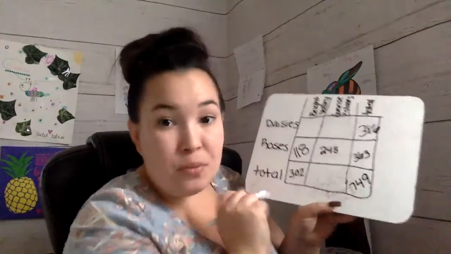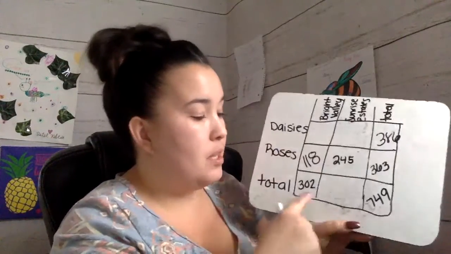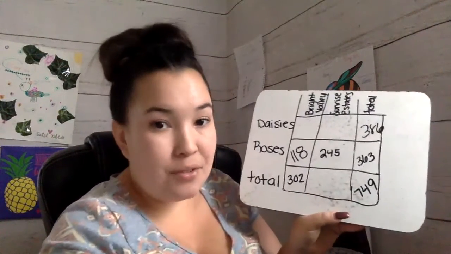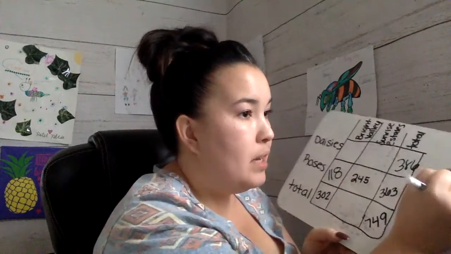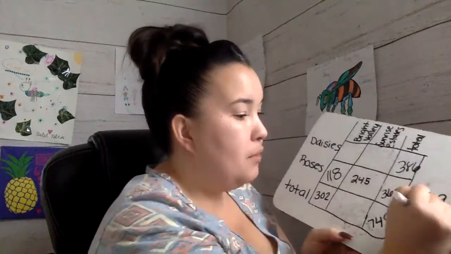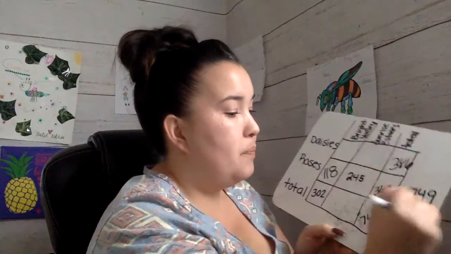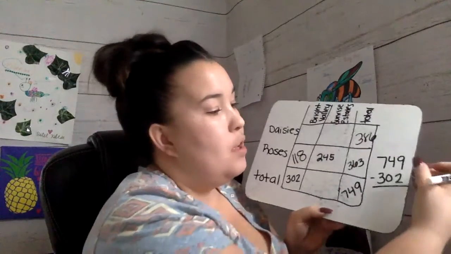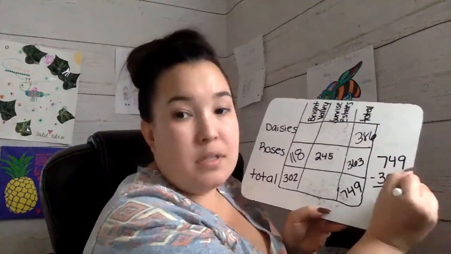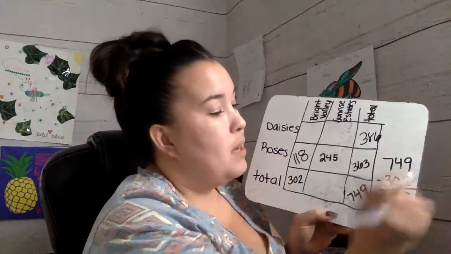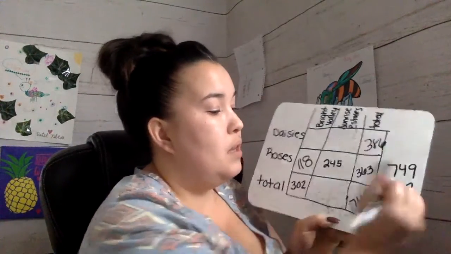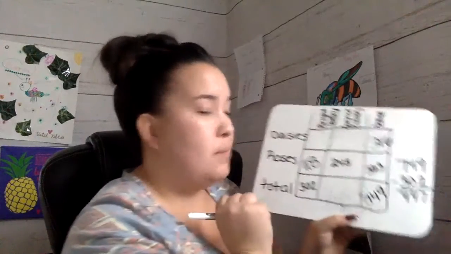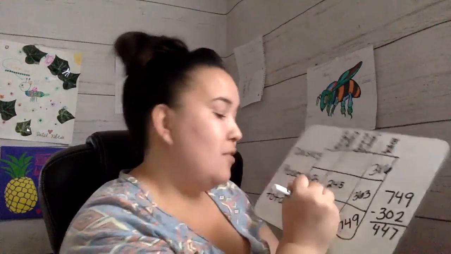What am I going to do for those ones? I have a small number, big number. These two equal this. So I have to subtract. So I have 749 minus 302. Okay, that's easy. 9 minus 2 equals 7. 4 minus 0 equals 4. 7 minus 3 equals 4. So what's my answer? 447. Great job.